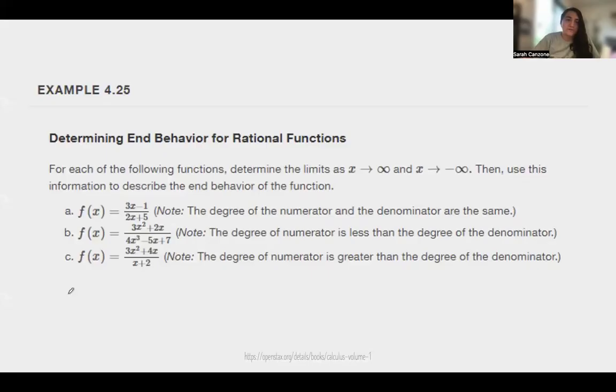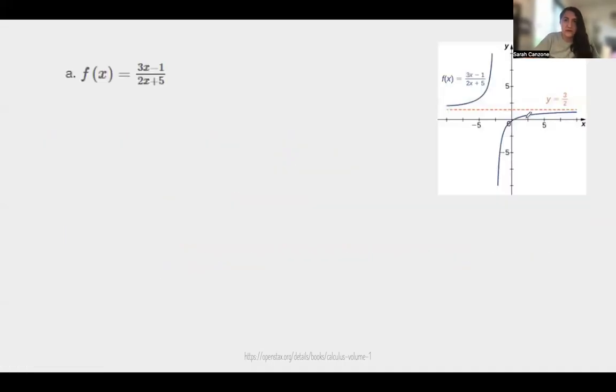All right, so let's go ahead and take a look at these three cases. Like I just explained to you, we remember the three rules from pre-calculus. These are an example of each of the three rules. Right off the bat, I can tell you that A should approach 3 over 2, B should approach 0, and C should approach infinity, depending on where we're going. I know that based on my pre-calculus rules. Now let's use our calculus techniques to show this.